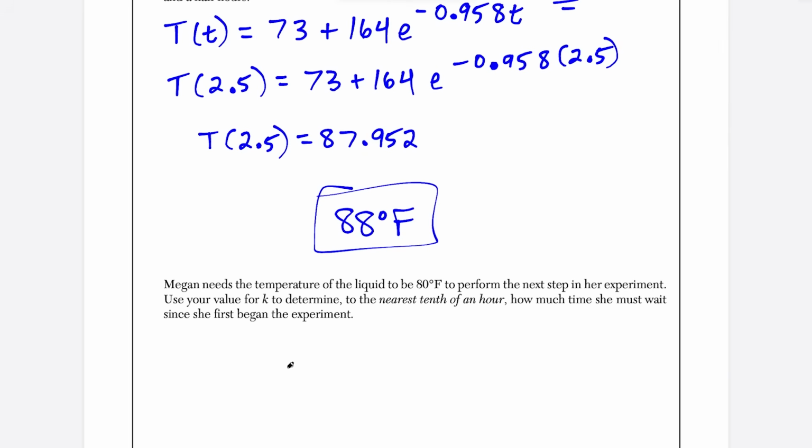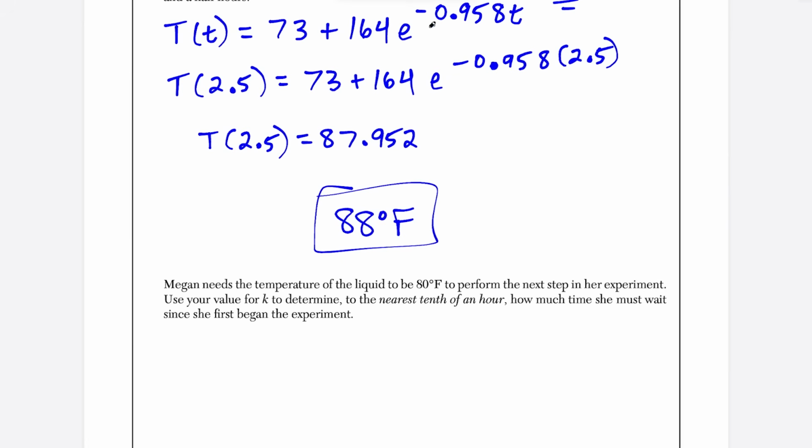And now for the last part of this question. Megan needs the temperature of the liquid to be 80 degrees Fahrenheit to perform the next step in her experiment. Use your value for k to determine to the nearest tenth of an hour how much time she must wait since she first began the experiment.